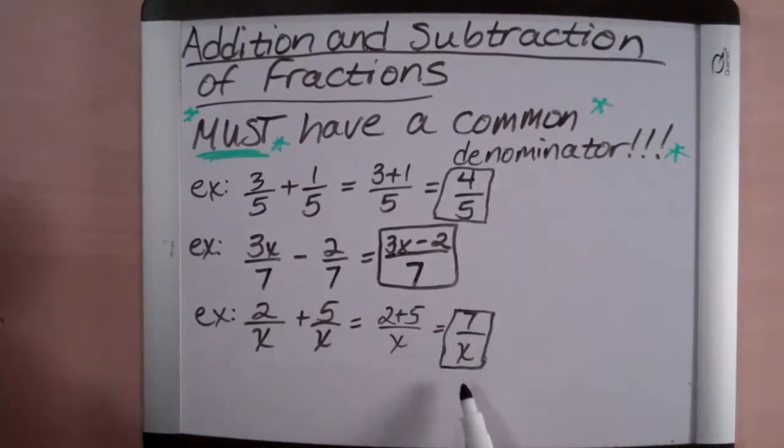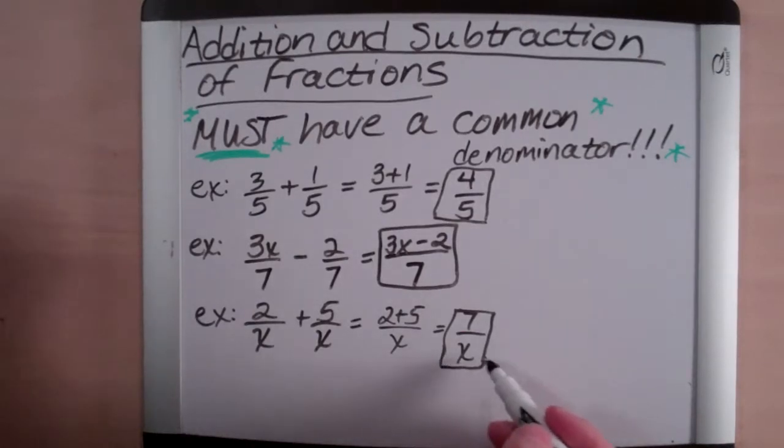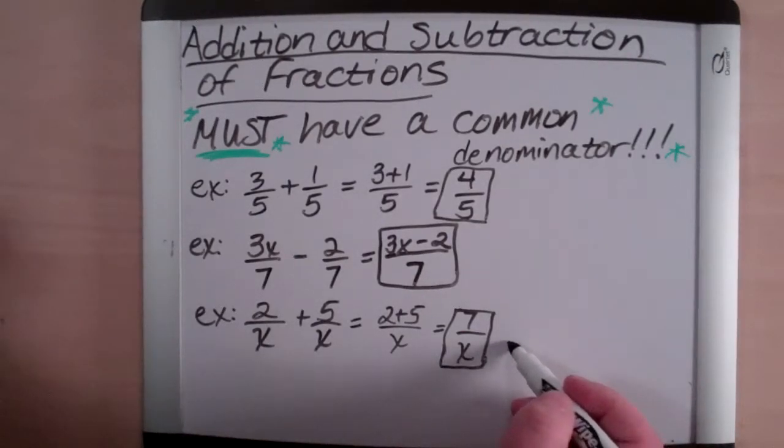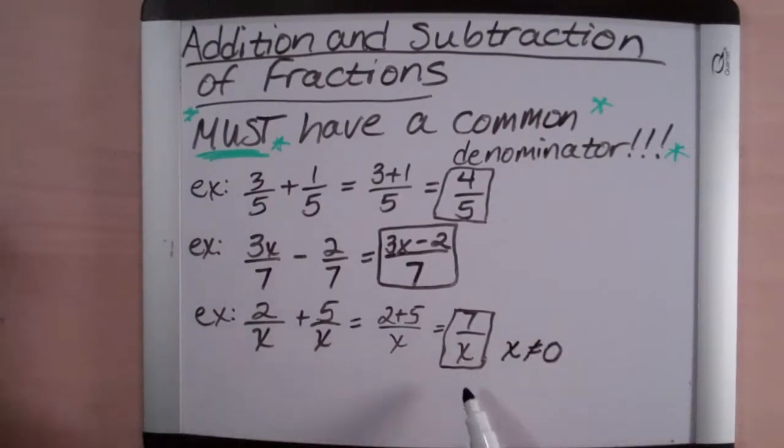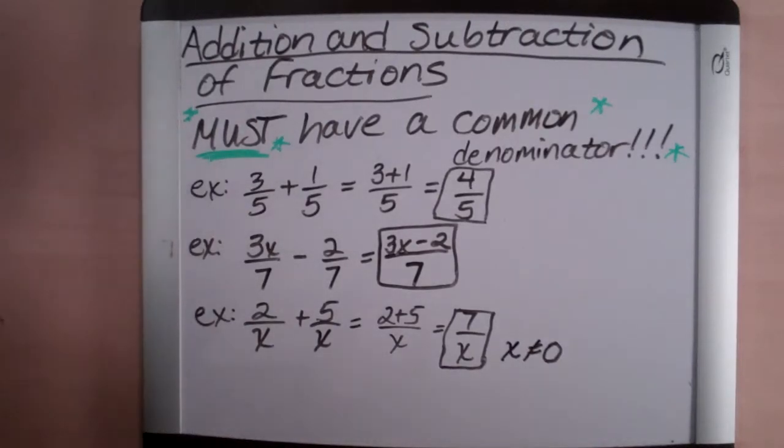For this last example, though, if x happens to equal 0, then I'll have that divide by 0 error. So my complete answer for this last example is going to include a restriction that x is not allowed to equal 0. So anything that makes this denominator 0 is not allowed. Right, so we'll pause here and move on to the next section.